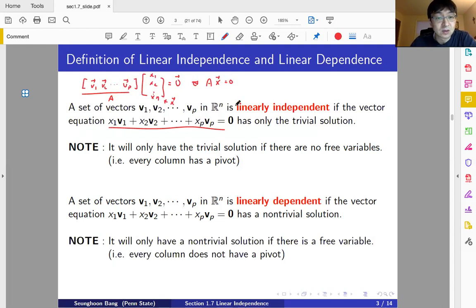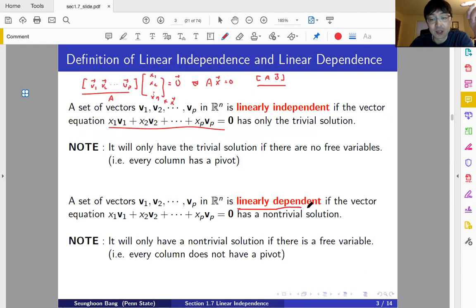Do you remember section 1.5? The homogeneous equation, this matrix equation, has only the trivial solution. So what does it mean? There is no free variable. If you change it to the augmented matrix, this one doesn't have a free variable. In other words, every column has a pivot.